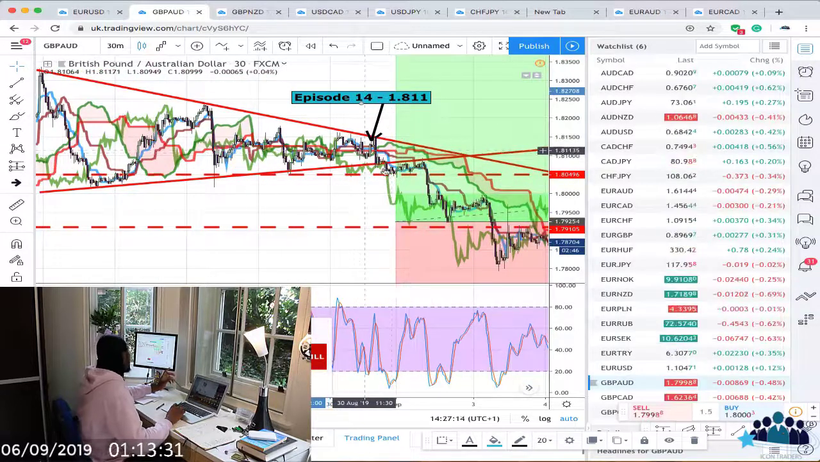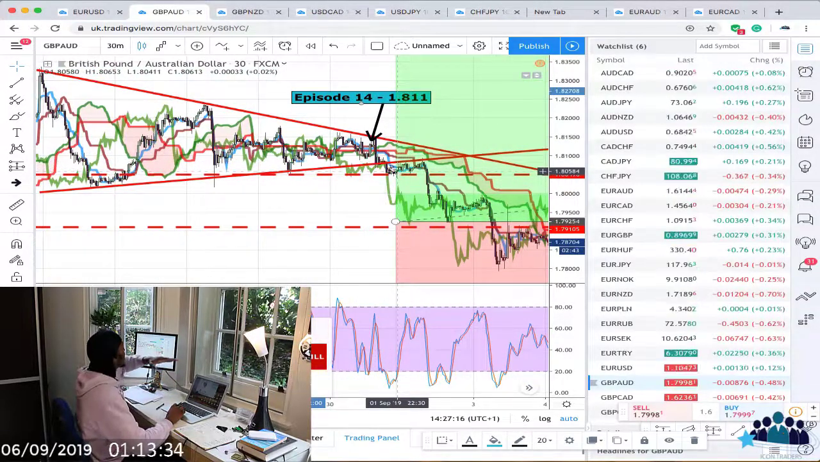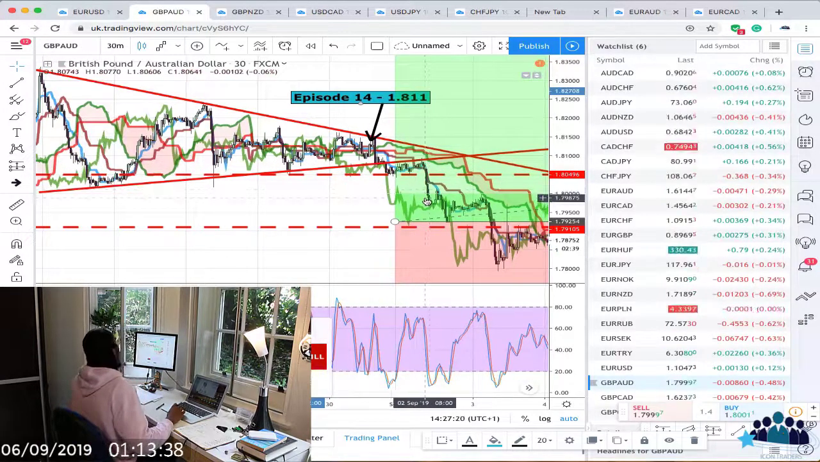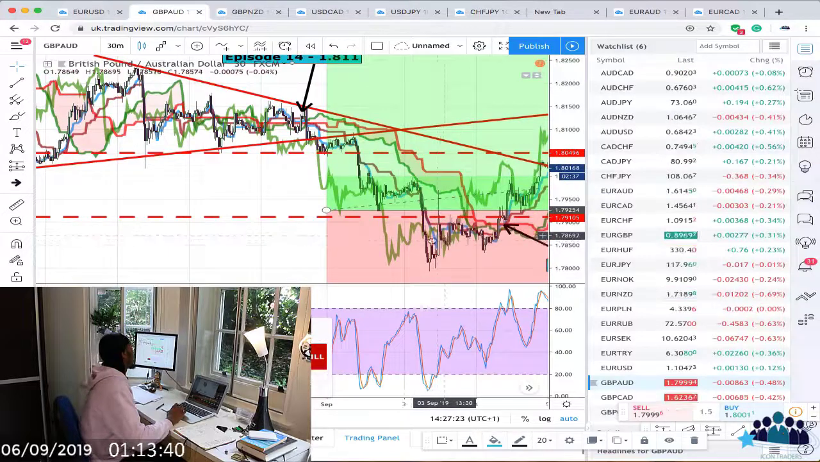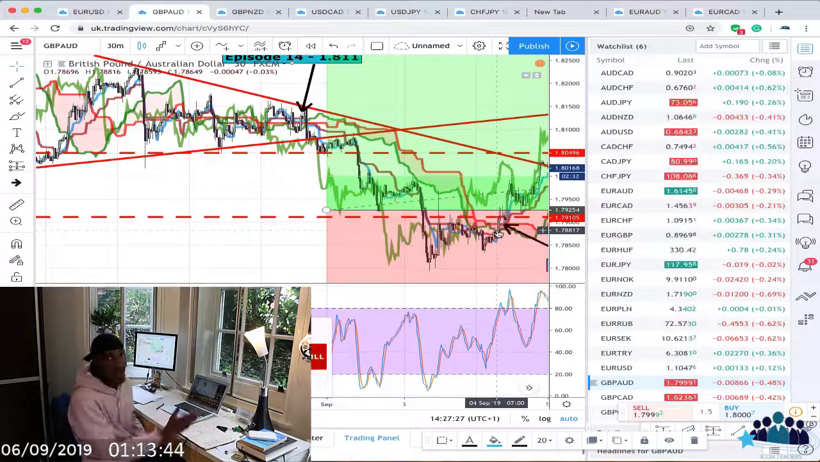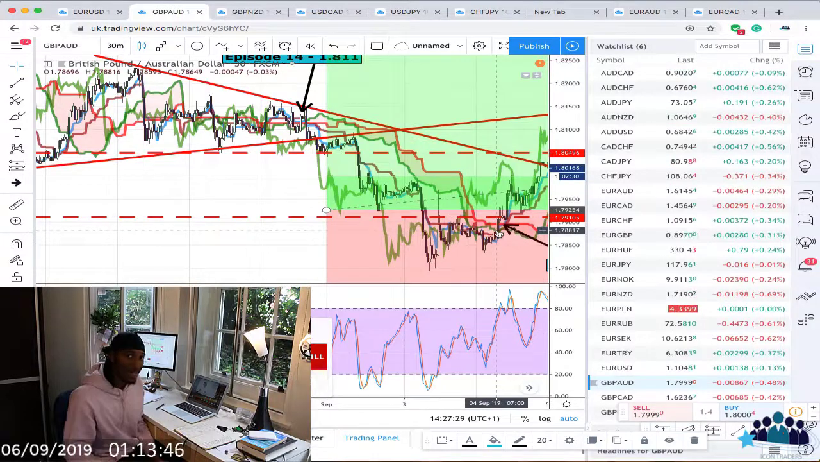Since then, it broke down to the bottom side of our resistance line. It ran up it a bit and then dropped completely and fell away from it. When it did fall away from it, then later on it did decide to come back up to the top side of the Ichimoku cloud. Now, what does that mean?